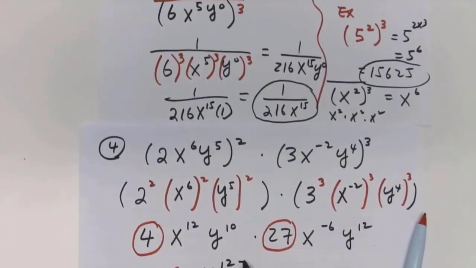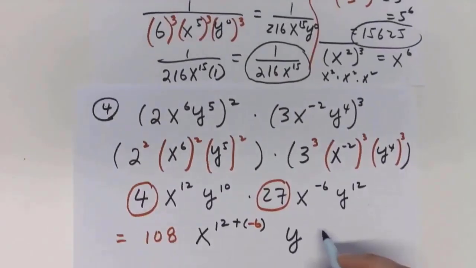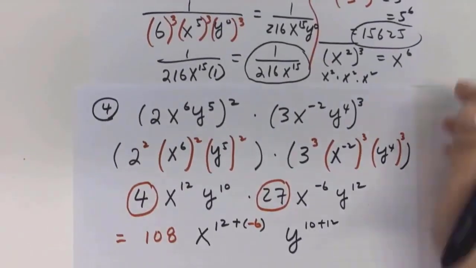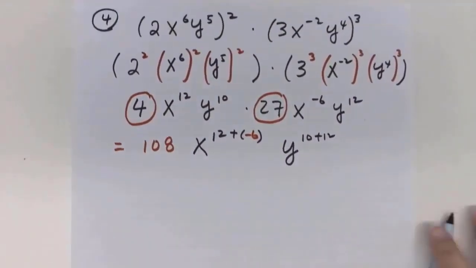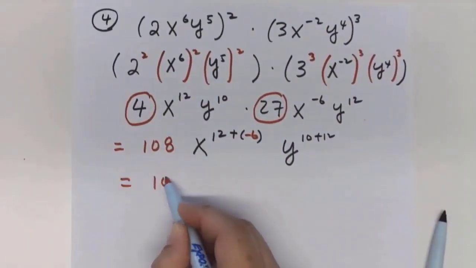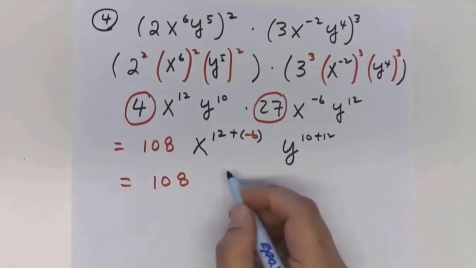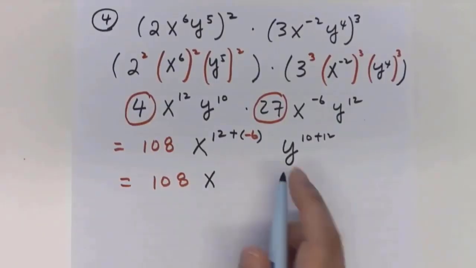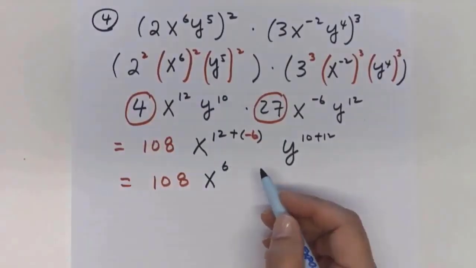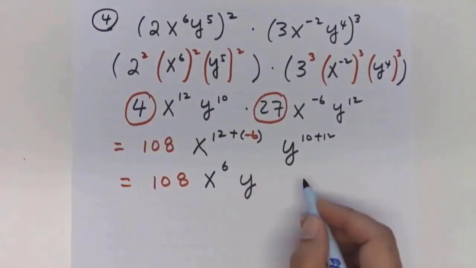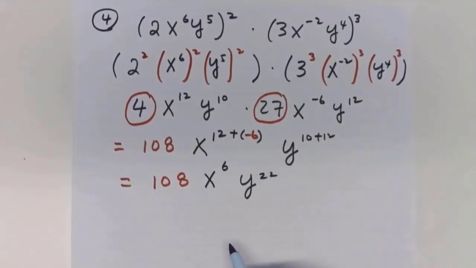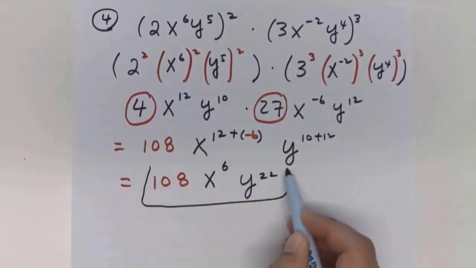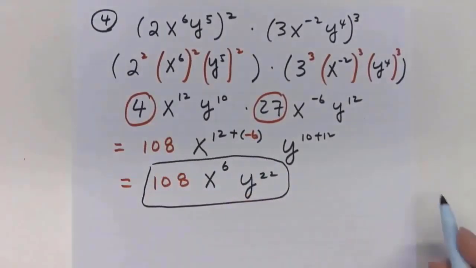It's like a 12 adding a negative 6, right? And then we have y doing what? 10 plus 12. Okay, so that will give me 108, x to the 12 plus a negative 6 is just 6 because it's like 12 minus 6, right? And then y to the 22, yes. So I did that because I don't want to flip it and then have to reduce. So sometimes it can cancel out the negative exponents. But either way, you should come up with the same answer.